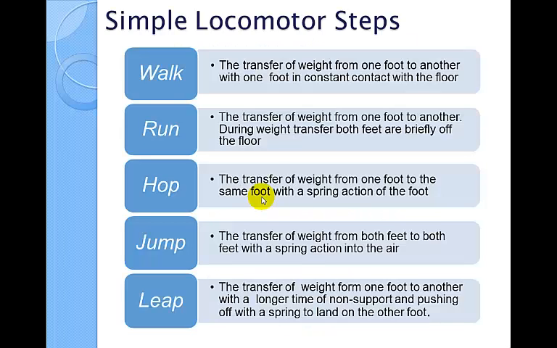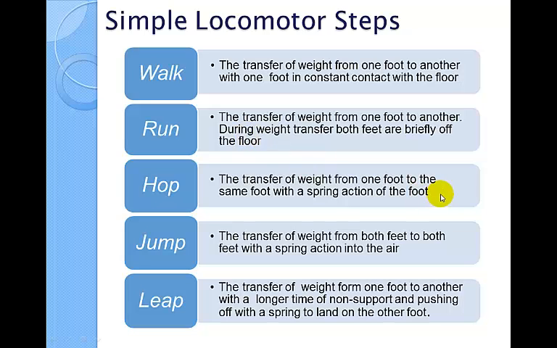So the simple locomotor steps are walk, which uses the transfer of weight from one foot to another with one foot in constant contact to the floor. So if we were walking across the street, one foot would always be in contact with the floor. Running is a transfer of weight from one foot to another. During weight transfer, both feet are briefly off the floor. So when we run, if we were to slow it down and do it in slow motion, we would notice that there's one brief moment where both feet are off the floor.